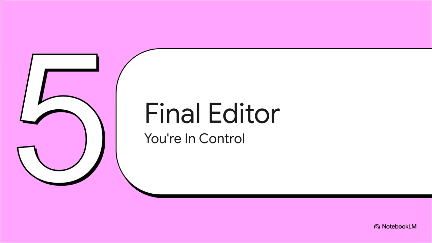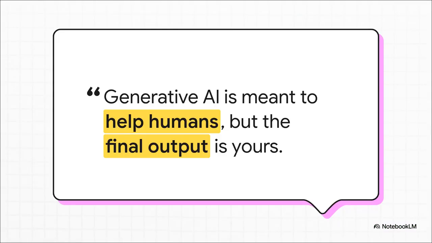So we've seen how powerful this can be. But I want to close with what is maybe the most important point of this entire explainer. This is all about collaboration, not replacement. You are always in the driver's seat. I really want this quote to sink in. Generative AI is meant to help humans, but the final output is yours. This isn't about blindly accepting whatever the AI spits out. Think of it as your super-powered assistant. It's there to give you a first draft, to get your ideas flowing, to summarize things. But at the end of the day, you're the expert. You're the final editor. You have the control.